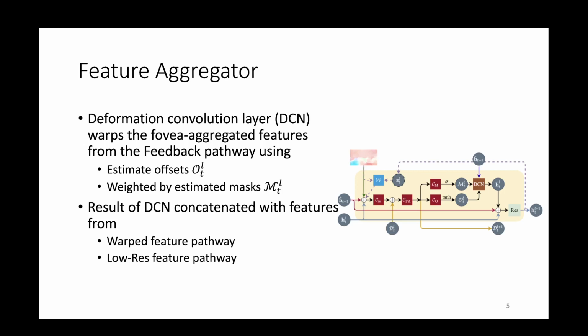Here, we show the feature aggregator, which is also a building block of our architecture. It draws aggregate features from different pathways. For example, forward aggregator path features from the feedback pathway, prior frame information from the warp feature pathway, and incoming low resolution features from the low resolution pathway.